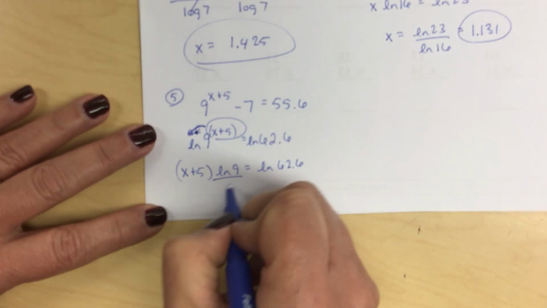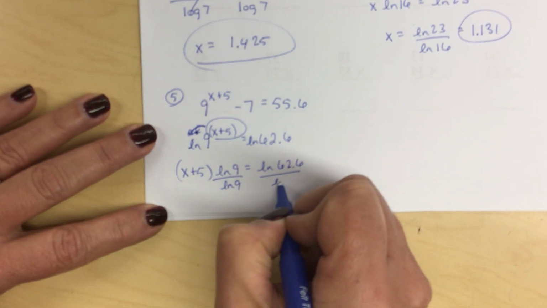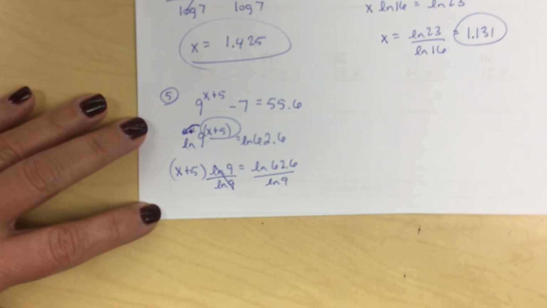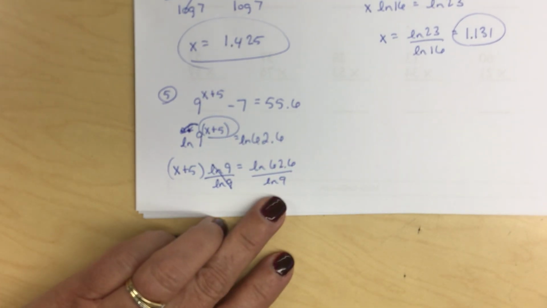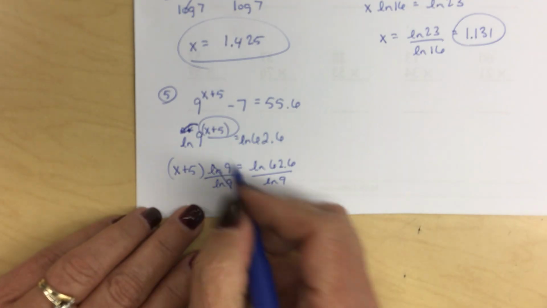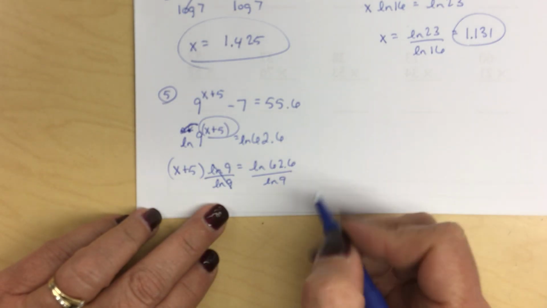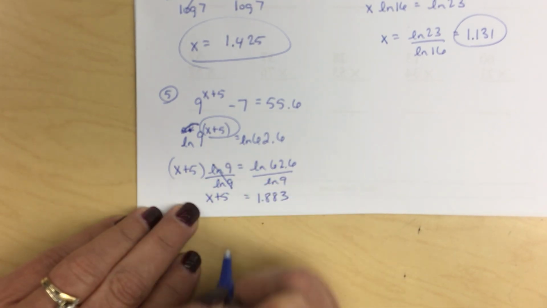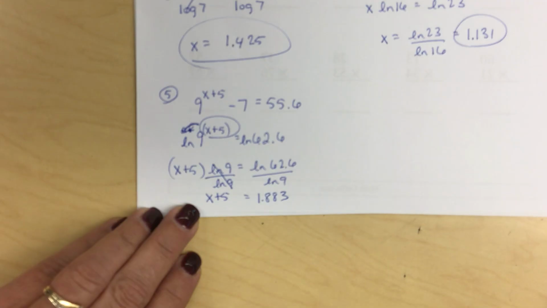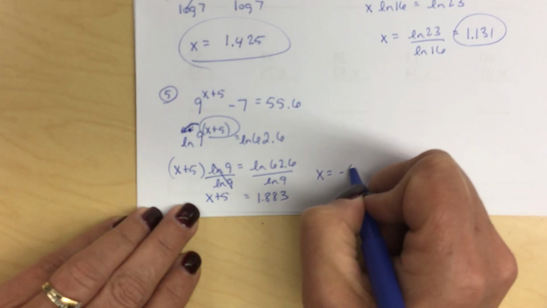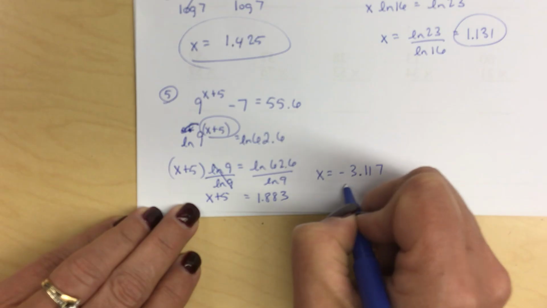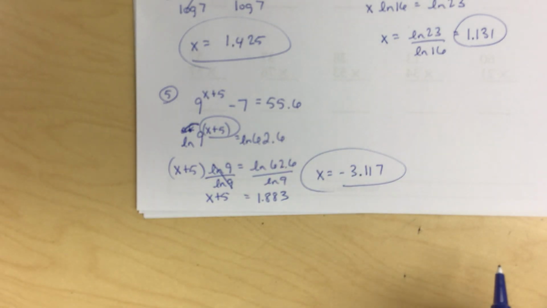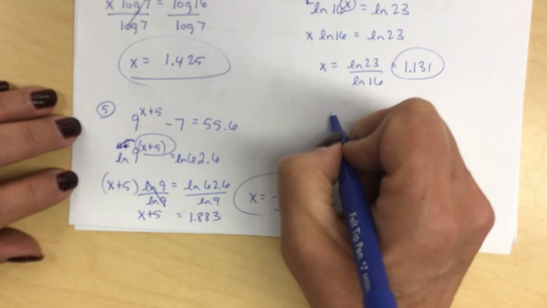So now we're going to divide both sides by ln 9. So you've got ln of 62.6 divided by the ln of 9, and that decimal is 1.883. But that is equal to x plus 5, so you need to subtract 5. So x is negative 3.117.